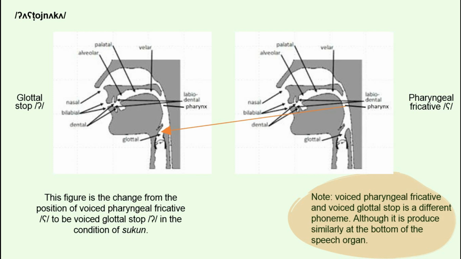Sundanese produce this sound by shifting to a voiced glottal stop. In terms of stopping the airstream, both pharyngeal and glottal must be stopped when it is sukun. But the position where the sound is stopped is different. The Arabic voiced pharyngeal fricative sukun stops the sound at the pharynx, while Sundanese does it at the glottal.